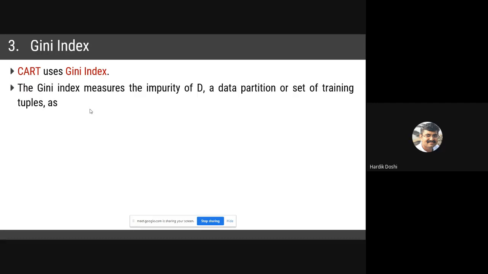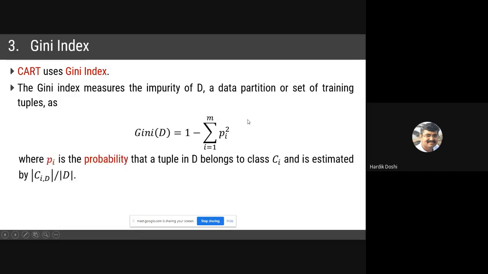And what actually is the Gini index? It is calculated as 1 minus the sum of probability raised to 2, so probability squared, where m is the number of classes. It's very simple. Probability of i means the number of tuples belonging to the class in the data set divided by the total number of records. So this can be written as 1 minus summation i running from 1 to m, of (C_i,D divided by |D|), that is, the number of tuples for that particular value divided by the total number of tuples. That is what we get as Gini.